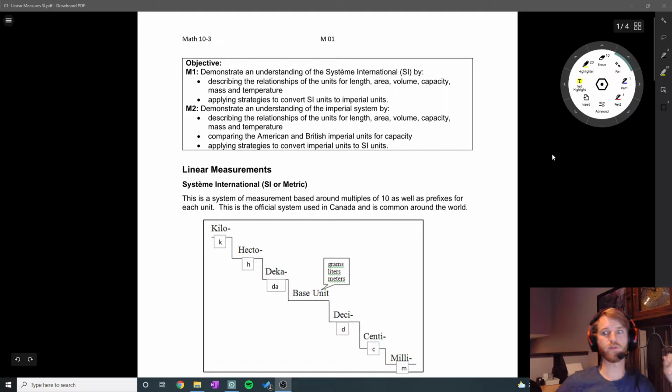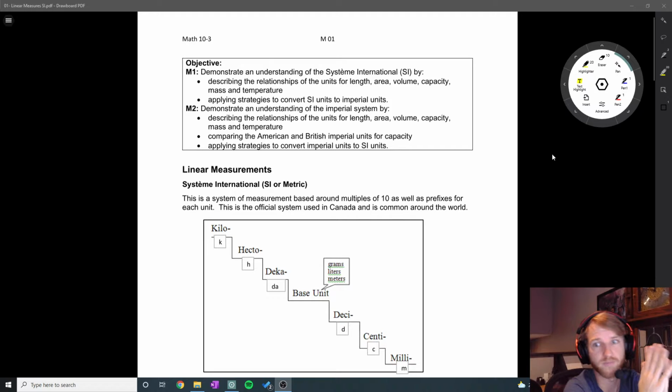All right, here we go with the very first lesson in the first unit. So, starting off with measurement, and we're starting off with the easiest stuff, which is the metric stuff. This is allegedly what we use in Canada. However, in Canada, it depends on what you're talking about.